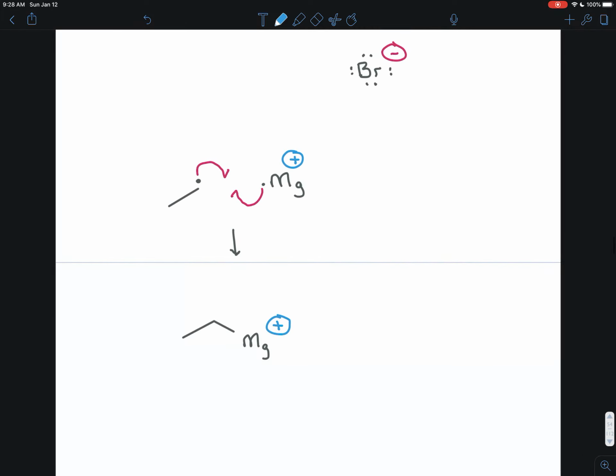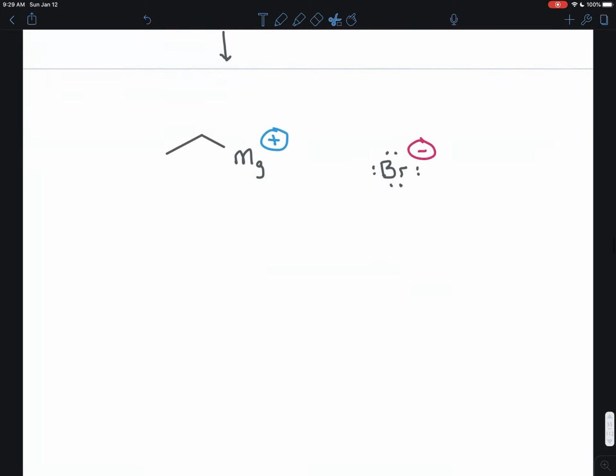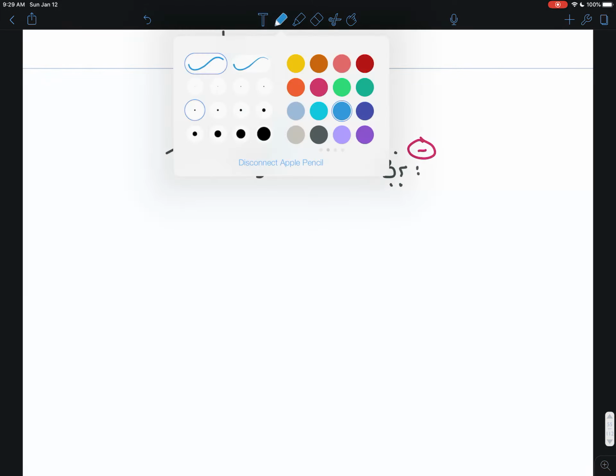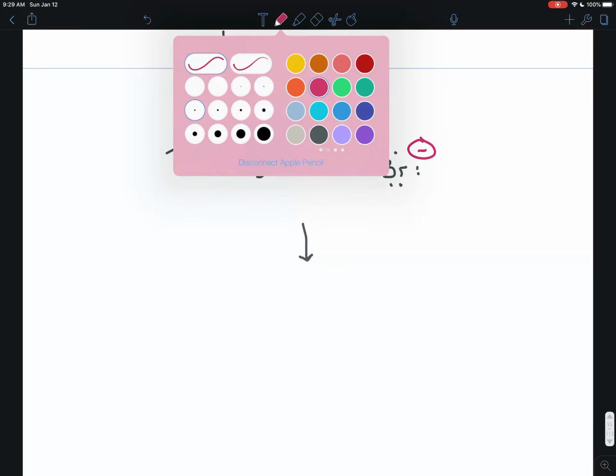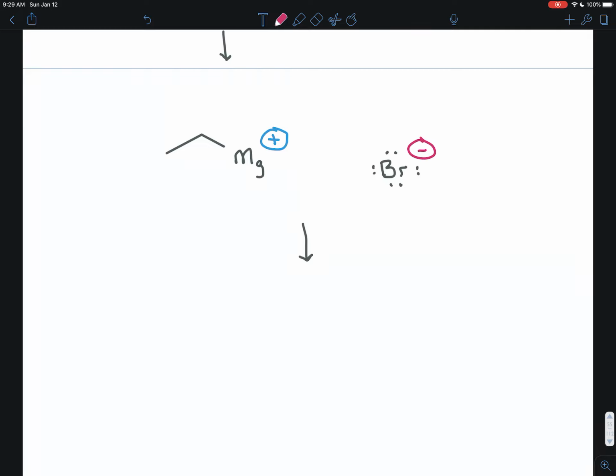So now we have that species, and the bromine is still knocking around, and you could see what's going to happen next. This negative bromine is attracted to the positive magnesium, and so these electrons sort of stick to this. And it's not really a covalent bond, they just ionically are attracted to it. And so that's often written just as MgBr.